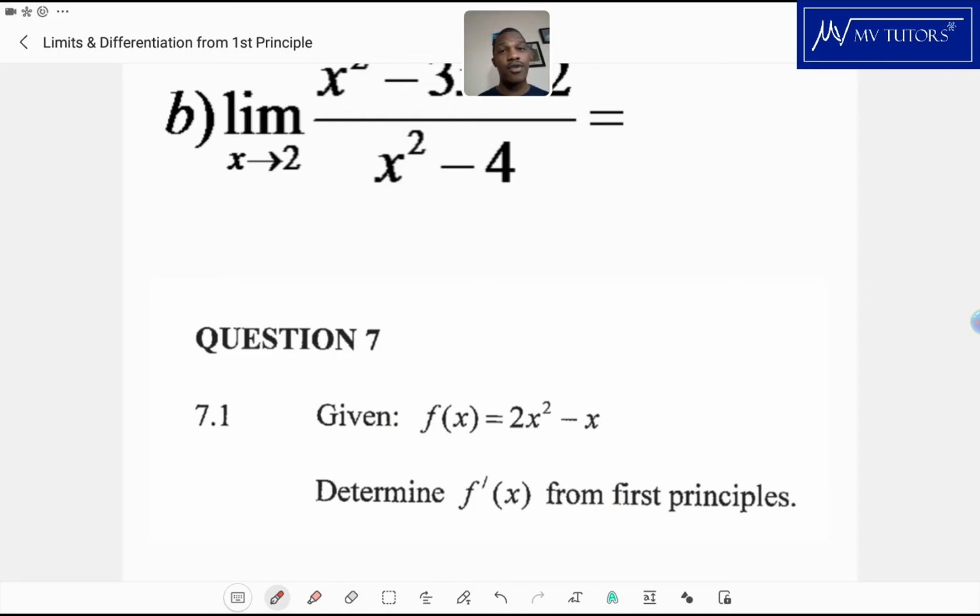Now, if you don't know how to answer any of these questions, stick around, and hopefully by the end of the session you'll be able to answer them. Okay, now let's get right into it.